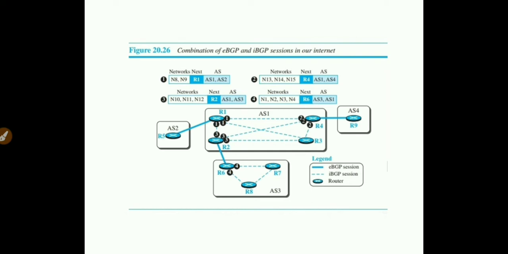The last, fourth message is communicated from R6. R6 wants to inform about its own networks: N1, N2, N3, N4. All these are the networks available in AS1. This information is sent to all the routers in AS3.